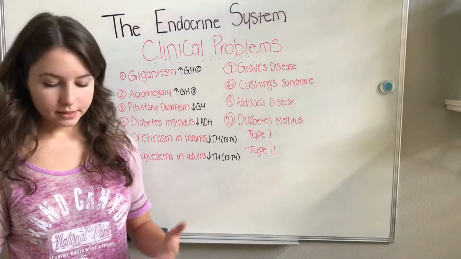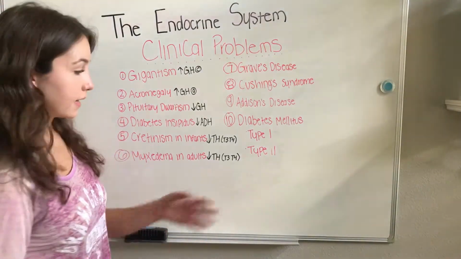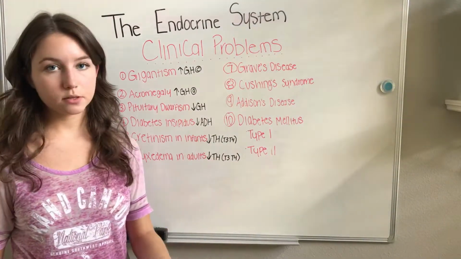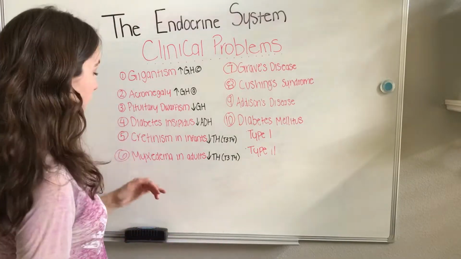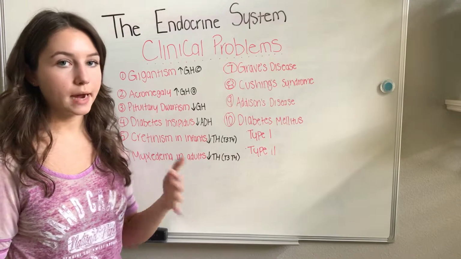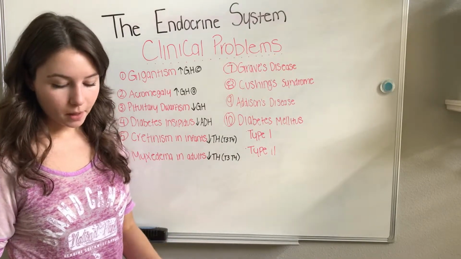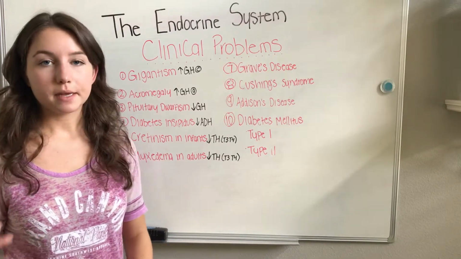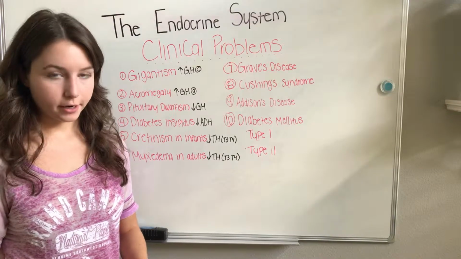And in adults, what this looks like is basically, since thyroid hormone helps to raise your basal metabolic rate, myxedema, or hyposecretion of thyroid hormone, would mean that you would have a low basal metabolic rate, your skin would be thickened, and you'd be very lethargic.